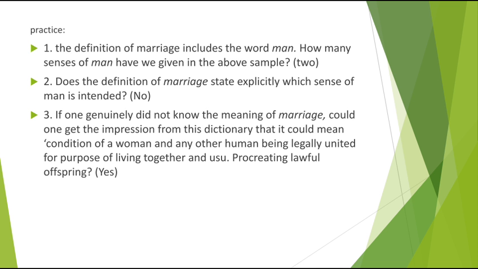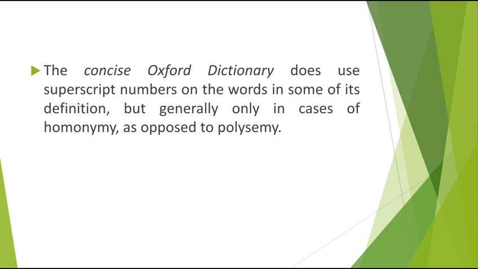In fact, the Concise Oxford Dictionary does use superscript numbers on the words in some of its definitions, but generally only in cases of homonymy as opposed to polysemy.